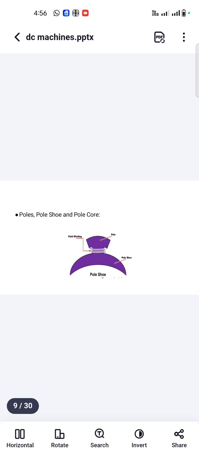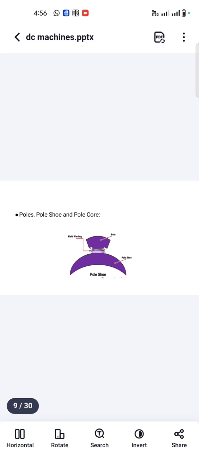Okay, next one, what's that? Pole shoe. See the diagram? This is the bottom part, right? So we can say it's the wider bottom part of the pole which is attached to the pole core. Simply, it's the flat spreading part of the pole. What is the main function of this? It spreads magnetic flux uniformly, reduces flux leakage, and provides a larger area for flux distribution.